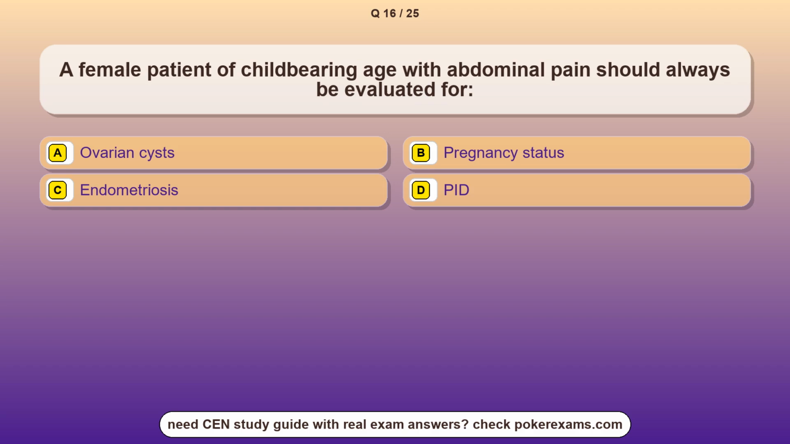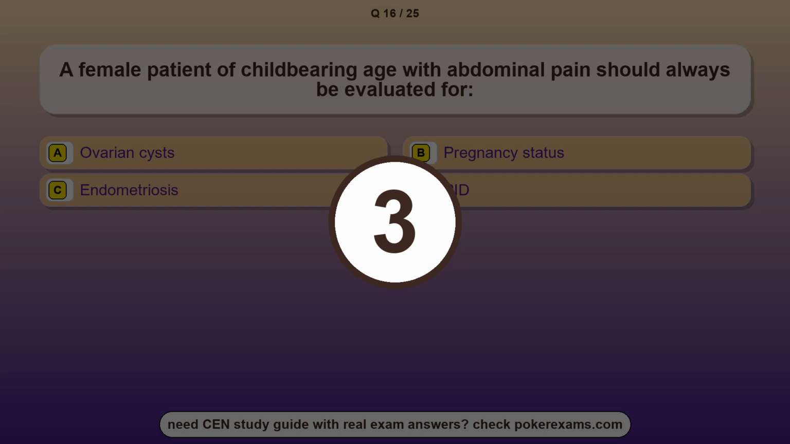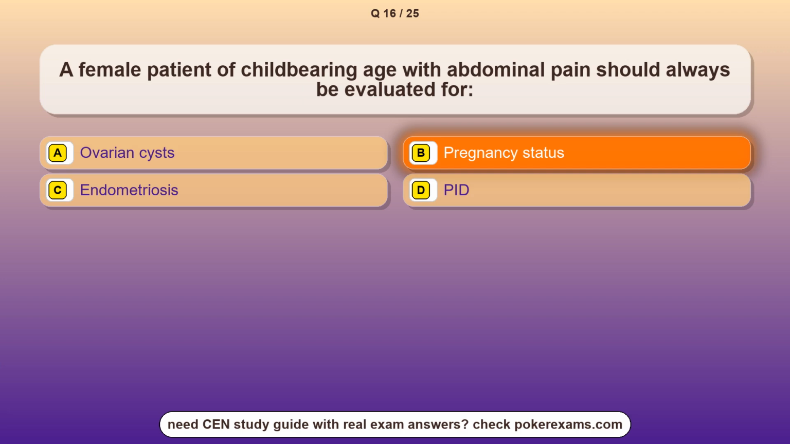Question 16. A female patient of childbearing age with abdominal pain should always be evaluated for option A, ovarian cysts. Option B, pregnancy status. Option C, endometriosis. Option D, PID. The correct answer is option B, pregnancy status.